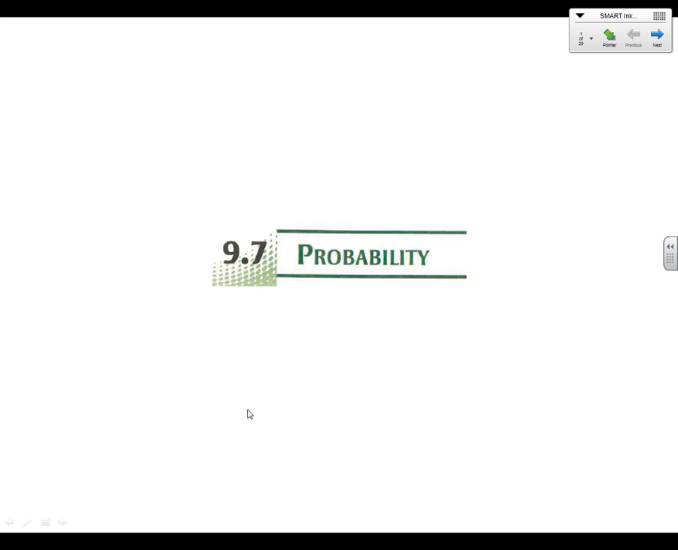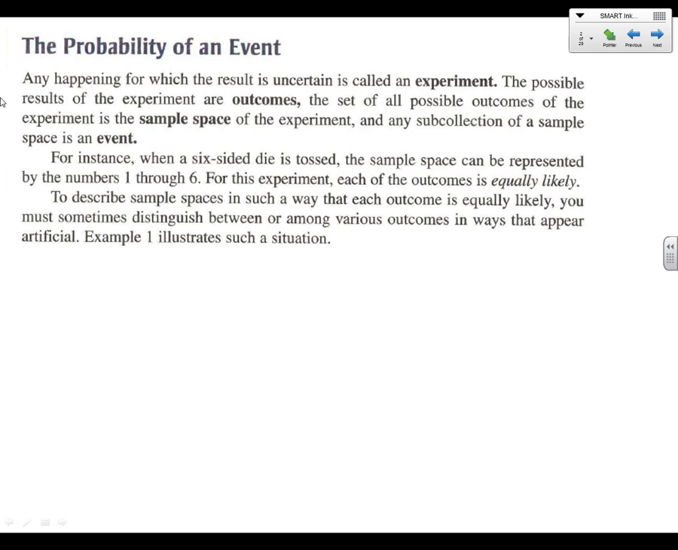All right, let's wrap up chapter 9, 9-7, probability. So, probability you've seen before a few times. We're going to maybe add a few things. Maybe it's all going to be review. We'll see. All right, so a couple things.